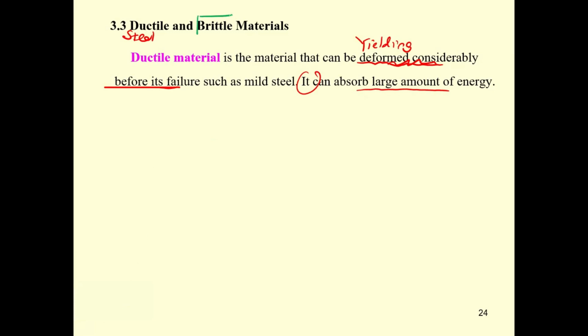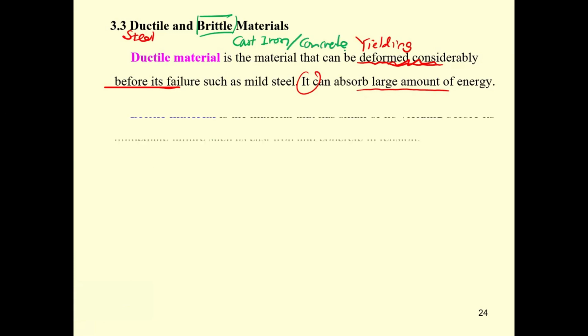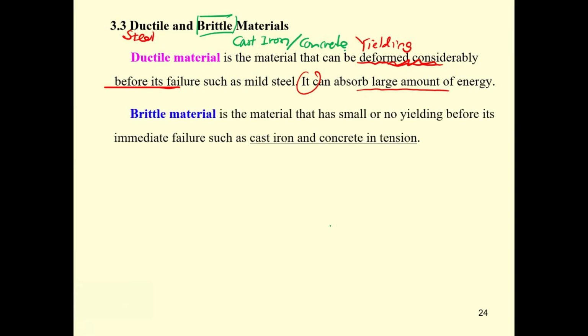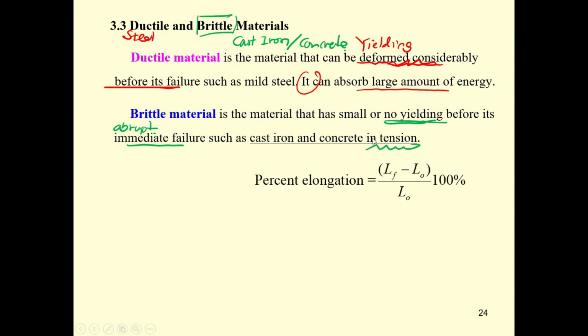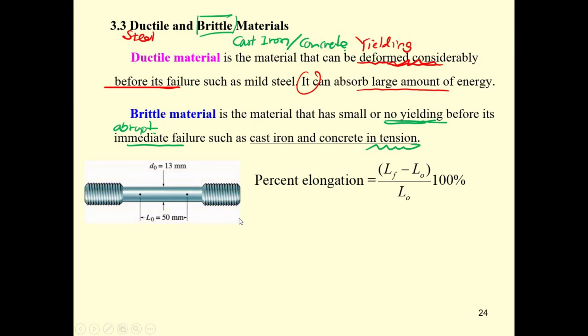What is the brittle material? We know about cast iron already, and the concrete is also a very good example of a brittle material. This material has no yielding and is going to have very small deformation, and the failure is going to be abrupt failure. It's immediate or abrupt failure. Okay, the cast iron and the concrete, in tension, not compression, in tension. And then I should say in tension, we measure the ductility by computing the percent elongation.